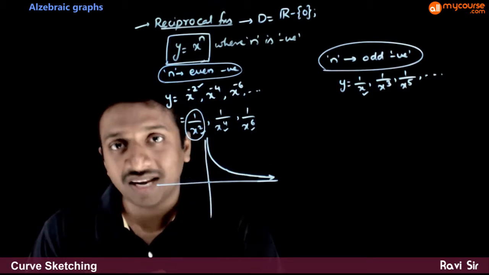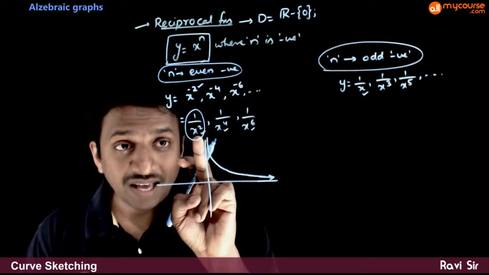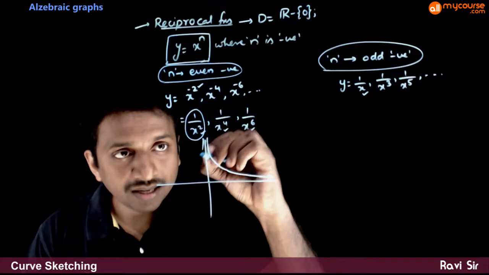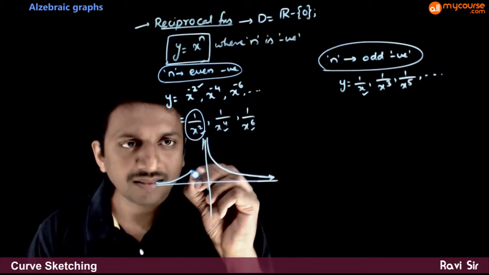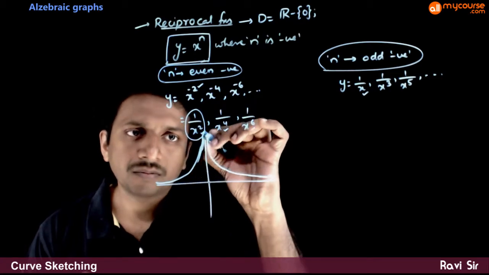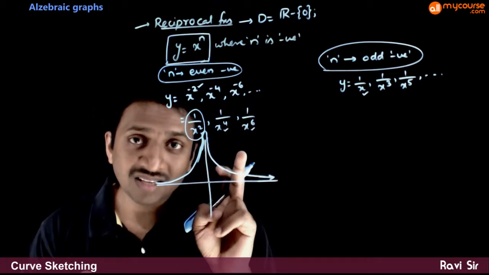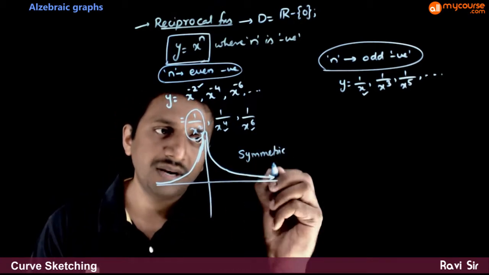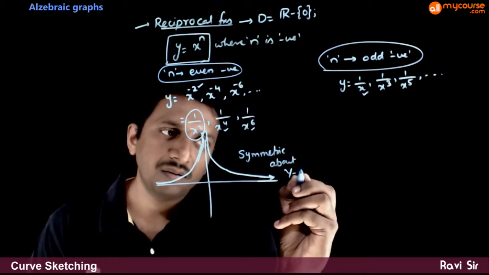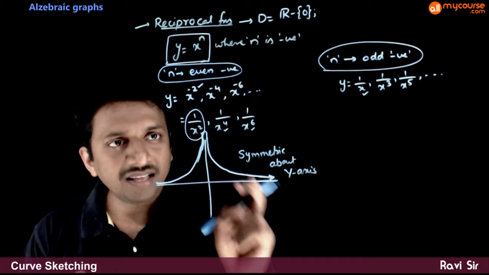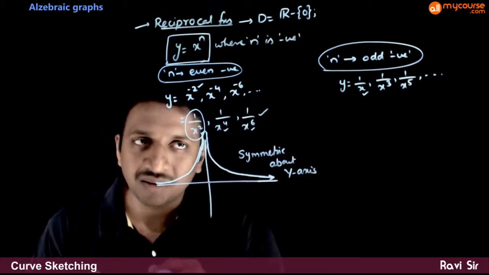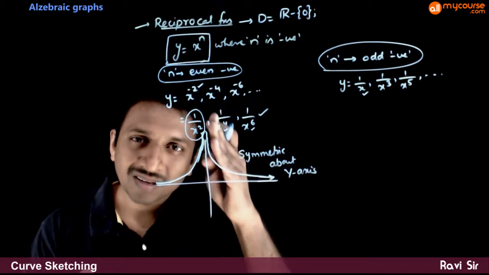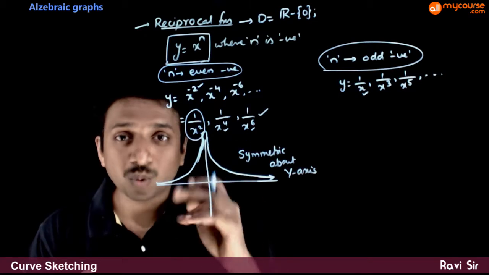And the same thing happens on the negative side. As we have seen, for negative values of x also, the values of y are positive this time. So you get graphs like this. As you can see, this graph is symmetric about y-axis. And the graphs of all these functions look nearly the same. As you increase the power, the graph becomes more and more rectangular.